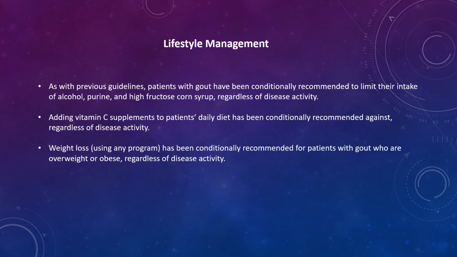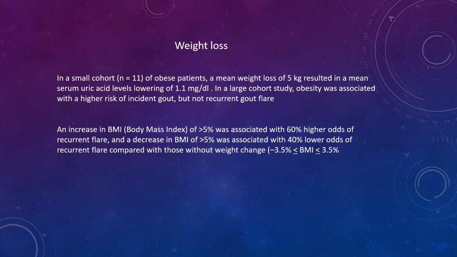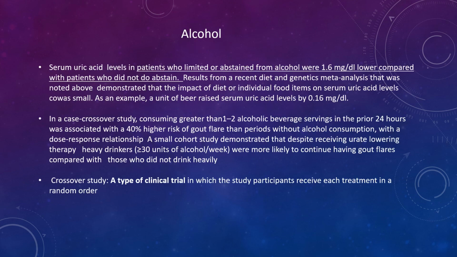It's recommended recently by the American College of Rheumatology that we pursue lifestyle management. That means to limit the intake of alcohol and purine and high fructose corn syrup, and we pursue weight loss. It was noted that a mean body mass index decrease of greater than 5% in people with gout can be associated with lower odds of a recurrent flare, and an increase has the opposite effect.